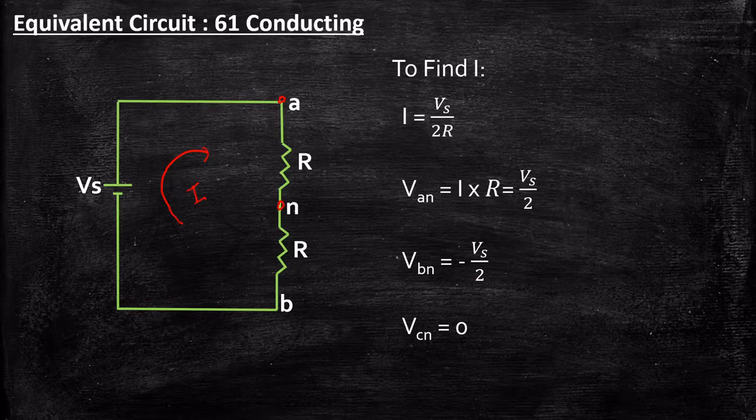Now what I am trying to say is, when 6 and 1 are conducting, VAN will be equal to a voltage of Vs by 2, VBN will be equal to a voltage of minus Vs by 2, and VCN will be equal to 0 because it is open circuited, because only 6 and 1 are conducting over here.